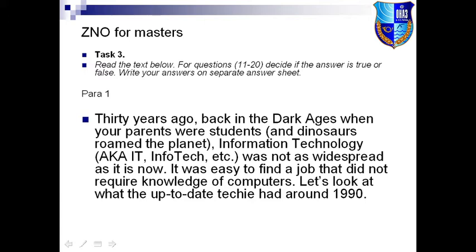Well, paragraph 1. 30 years ago, back in the dark ages, when your parents were students and dinosaurs roamed the planet, information technology, aka IT, infotech, etc., was not as widespread as it is now. It was easy to find a job that did not require knowledge of computers. Let's look at what the up-to-date techie had around in 1990.